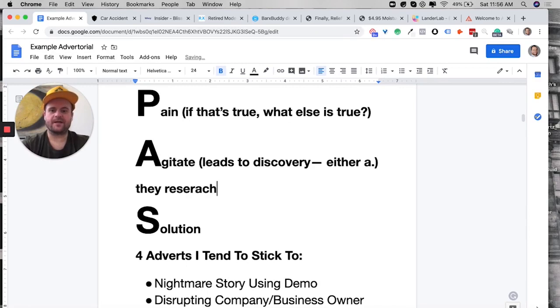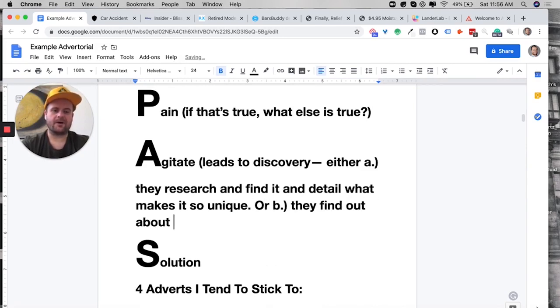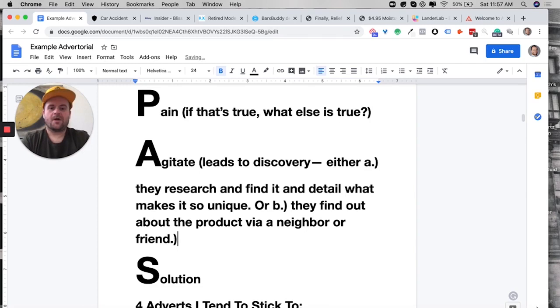they research and find it and detail what makes it so unique, or B, they find out about the product via a neighbor or friend. And that's a really big one for this demo.